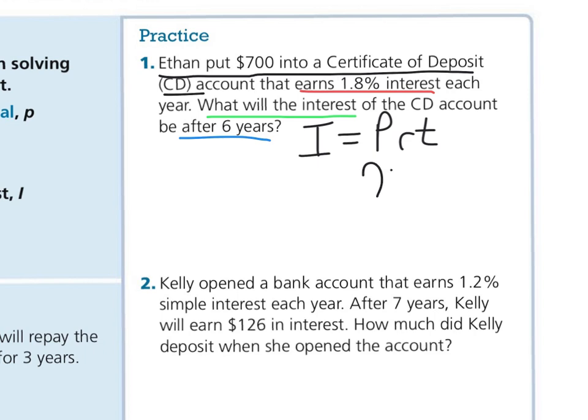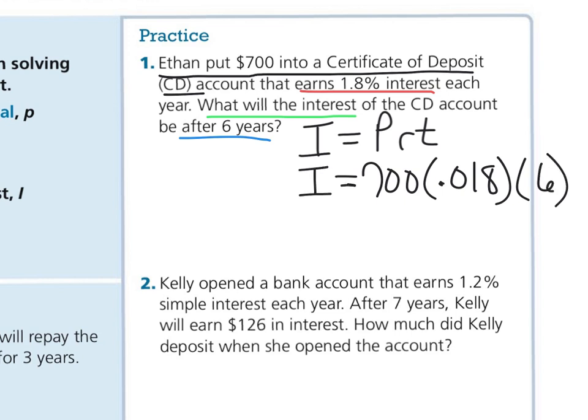So the $700 is our principal. We'll put that in place of the P. So our interest rate is 1.8%. Move the decimal over 2 spots, would be 18 thousandths. Then the time they told us is 6 years. We have one variable left, which is I, which makes sense because the question is, what will the interest be? So we are trying to find the interest.